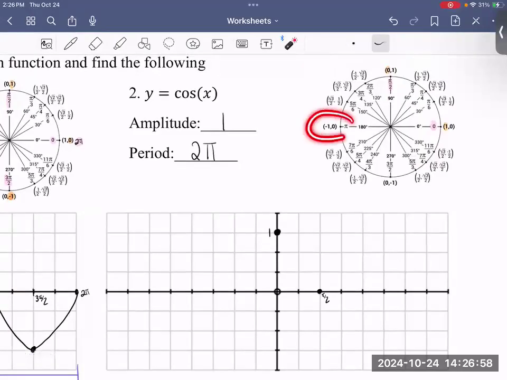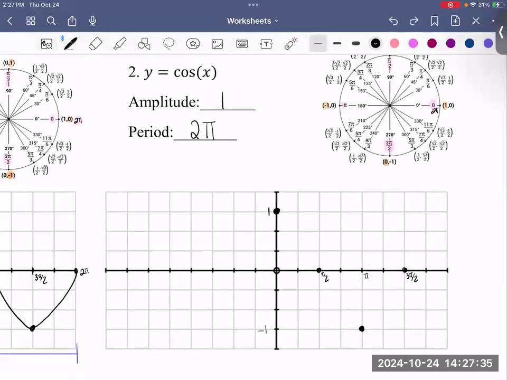At pi, we're at -1. So at pi, we're all the way down here at -1. And notice how I'm labeling nice and neat as to where my values are going. That is what I would be expecting of you guys in the future. At 3 pi over 2, we're back at 0. And then to complete our full rotation, we're going to go back to 1. Instead of at 0, we're now at 2 pi. So 1 full rotation at 2 pi.